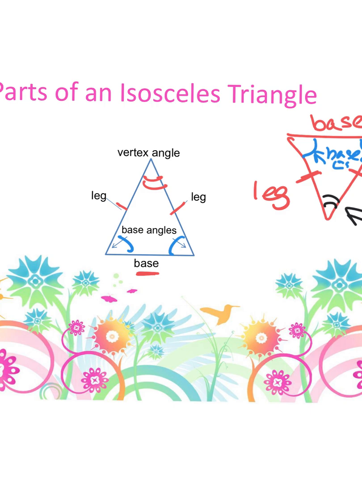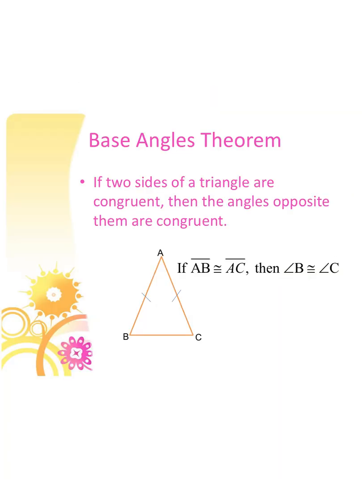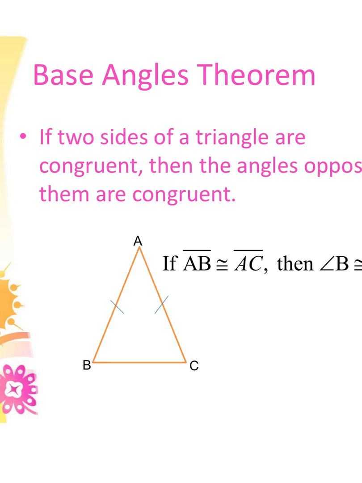All right, next we're going to learn a theorem, and this is called the base angles theorem. And what this one states is that if two sides of a triangle are congruent, then the angles opposite them are congruent. So you'll start out by being given that AB is congruent to AC, and then you can conclude that if you have two congruent sides, then you're also going to have two congruent angles, and those are going to be located directly across from those congruent legs.